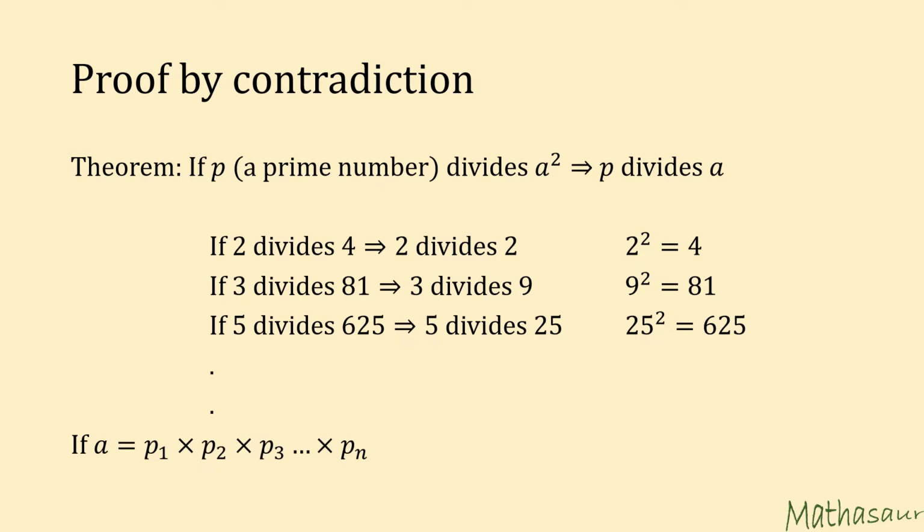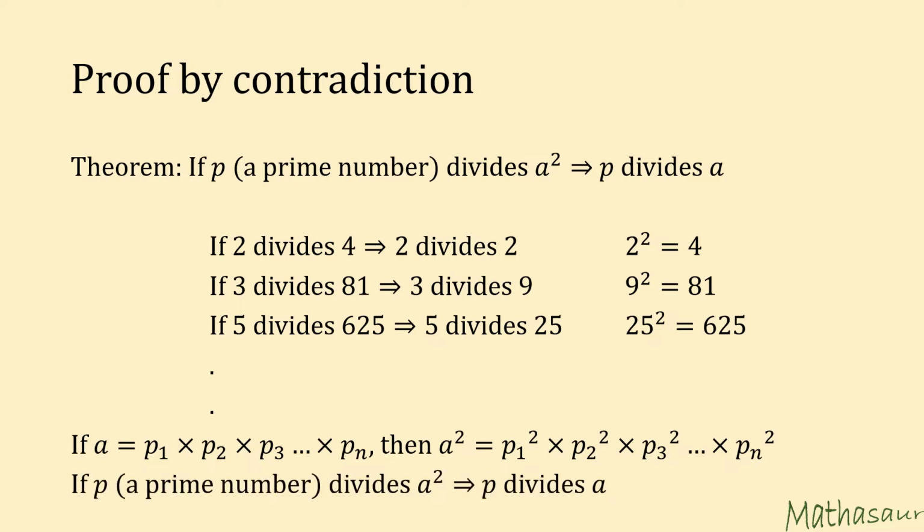So let us take a composite number a and write it as a product of primes, p1 times p2 times p3 and so on times pn. Now if we square both the sides, then we see that a square is being expressed as all those factors squared. So all the prime factors are getting squared here. So if a prime factor divides a, then that prime factor divides a square as well. The corollary is also true, that if p divides a square, then obviously p divides a.